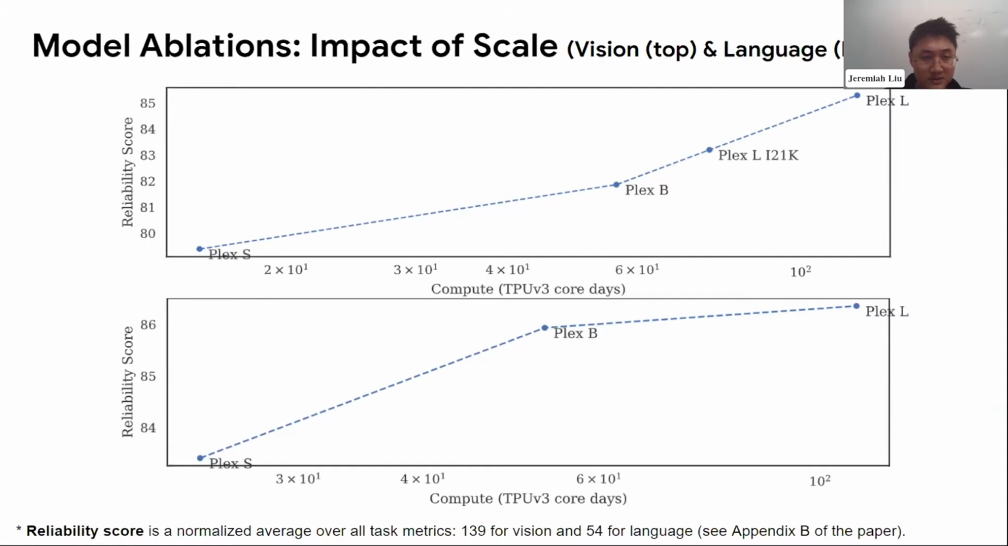Right, yeah, so in this specific case, it will be aggregating 139 accuracy, selective prediction, out-of-domain detection, calibration, etc. scores for vision, and 54 for language. What you can see here is that as the model complexity and model size increase, you do see a robust increase in reliability score. Next slide, please.